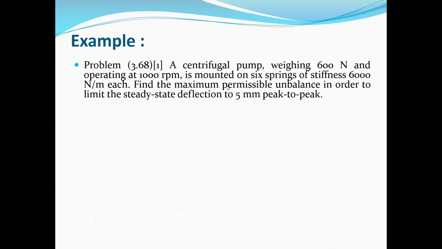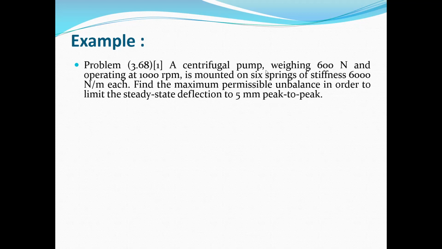Next example is a centrifugal pump rating 600 Newton and operating at 1000 RPM, mounted on 6 springs of stiffness 6000 Newton per meter each. Find the maximum permissible unbalance in order to limit the steady state deflection to 5 millimeter peak to peak.